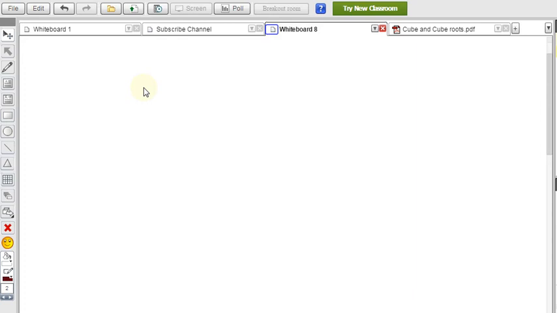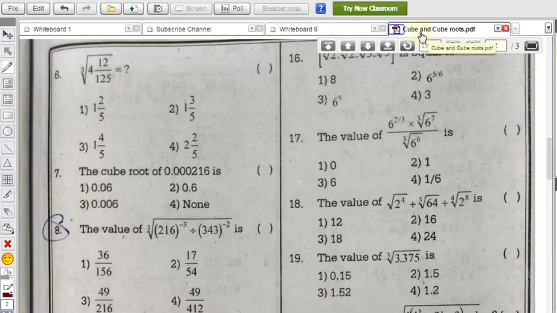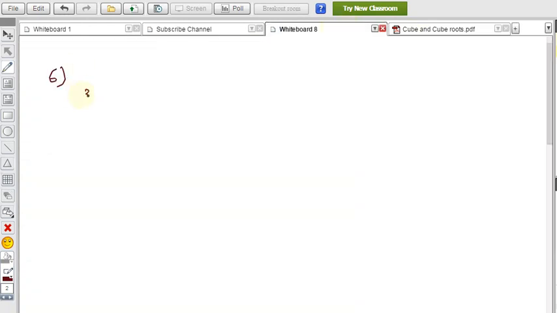Question number 6. See the question: cube root of 4 plus... Okay, this is a plus, not a minus. So it's a printing mistake. Cube root of 4 plus 12 by 125. Yeah, this is actually the question. Let's verify the answer. 125 is the LCM.